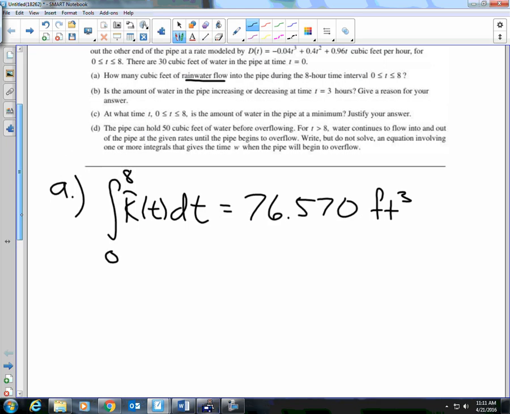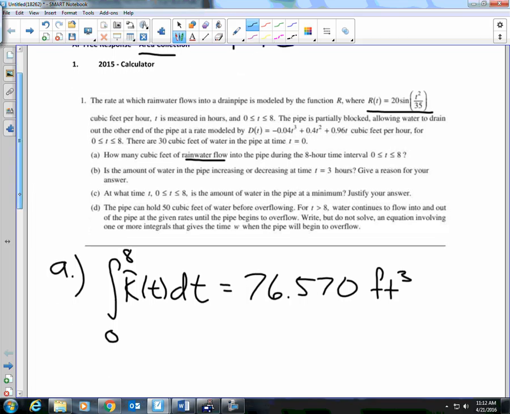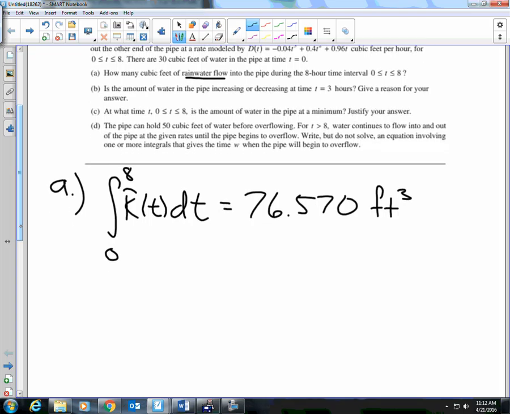If you notice, I've written the title of this area collection, otherwise known as the fundamental theorem of calculus. This is complex stuff, okay? But this is fundamental to what calculus does. We accumulate things when we're given a rate function, so we get that 76.50. Okay? We'll look at B.